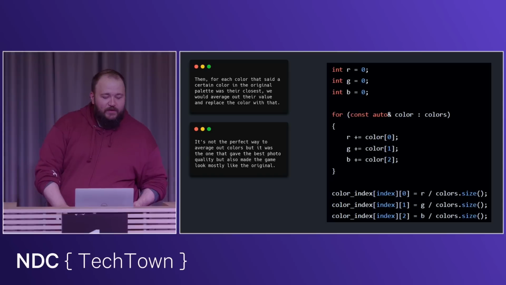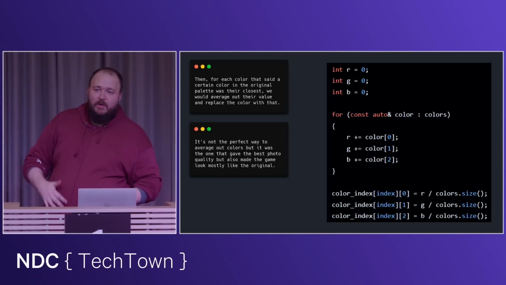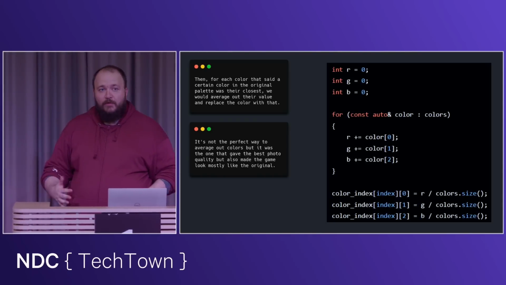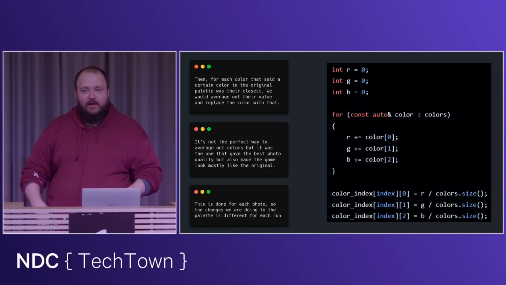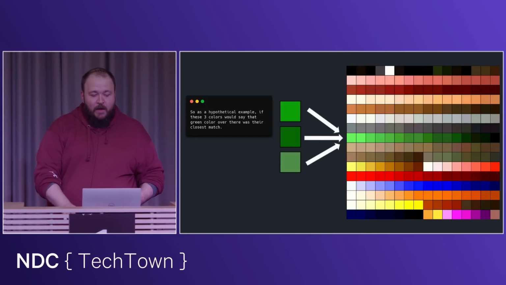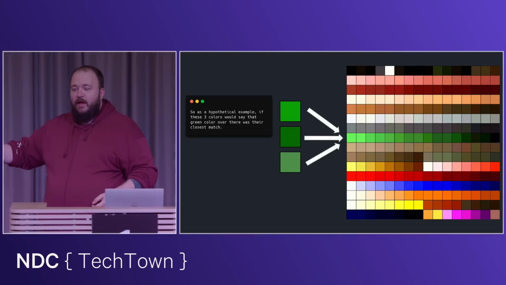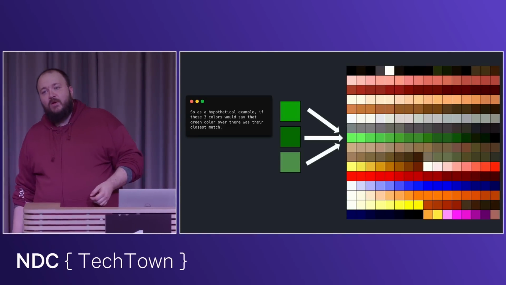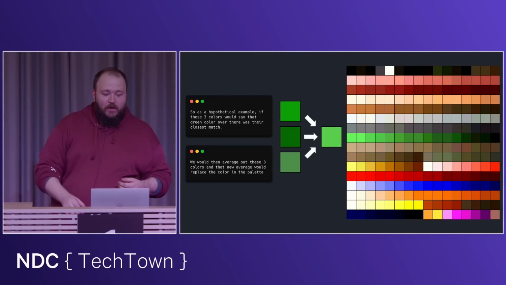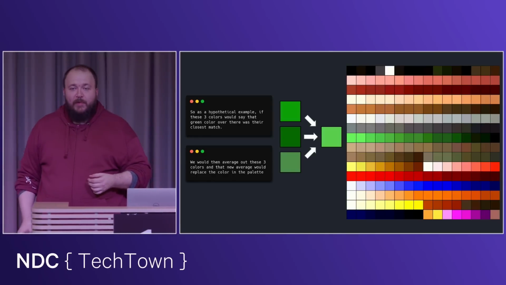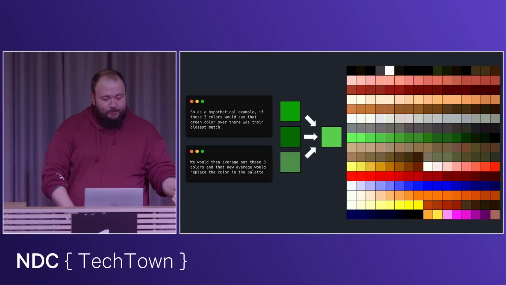It doesn't look perfect, but it gave me a mix between the image looks good and the game still looks like the game. So this is done for each photo, so the palette file is different for each photo that's taken. As a visual example, if these 3 colors of green say that that color of green is the closest one, and they're also pretty far away, we would then average those out, and that green would replace that green out. So it's not perfect, but it's pretty good.